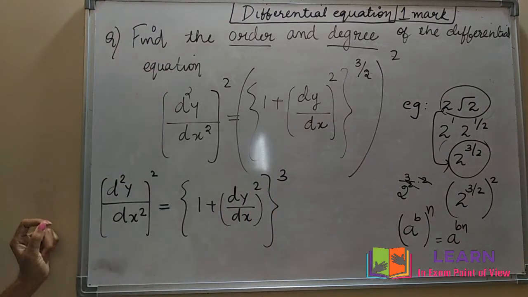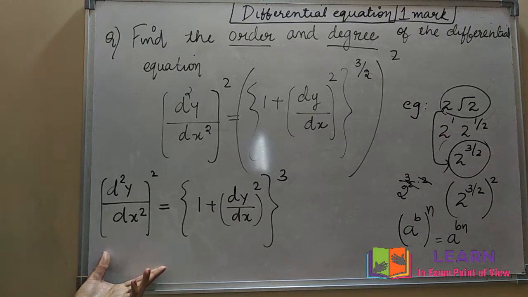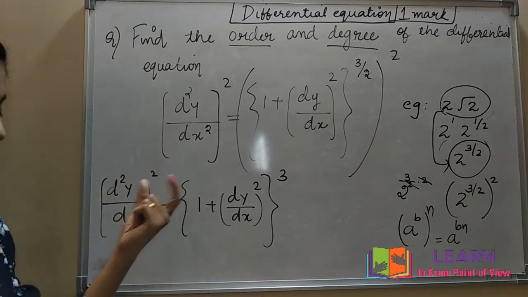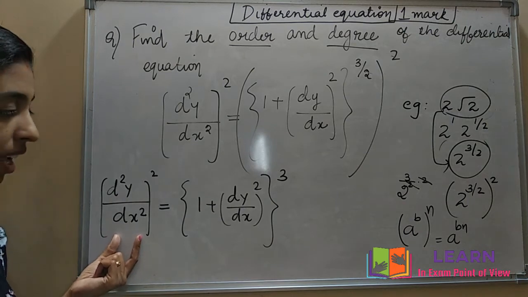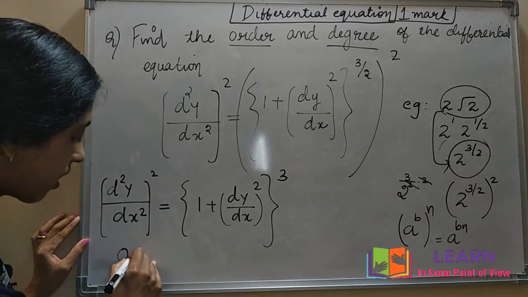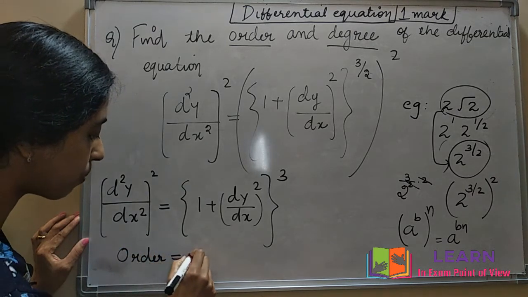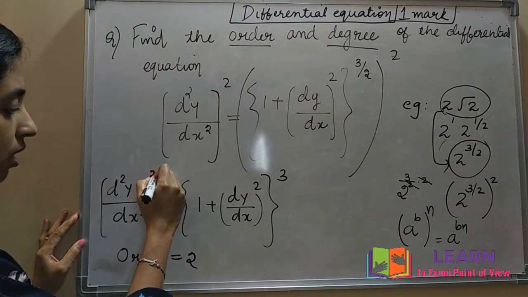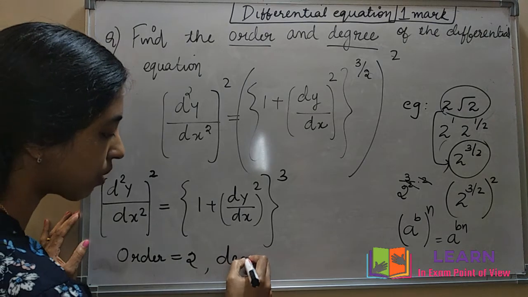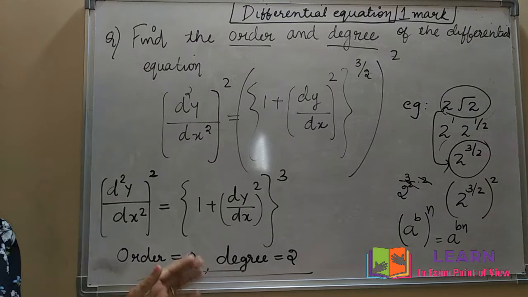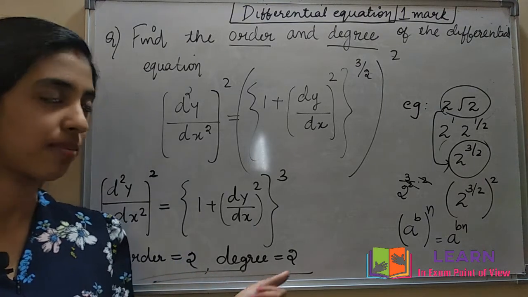Okay. So after solving this, we are getting the highest order derivative's degree. The highest order is the second order derivative, right? d square y by dx square, that is, the order here, the highest, is 2. Then its power is 2. That is, the degree is also 2. So degree and order are both 2. This is the answer. Okay.